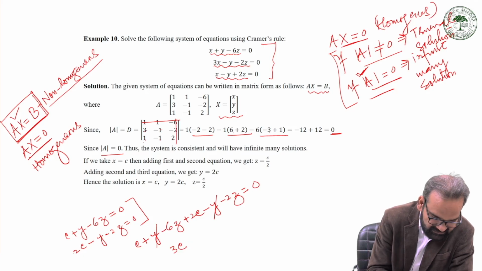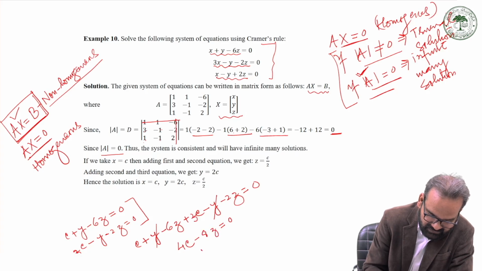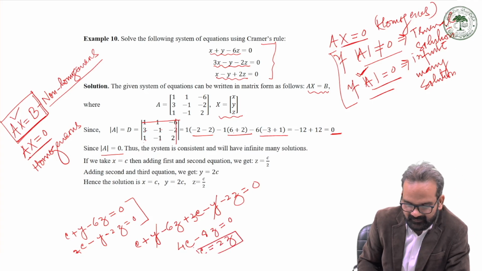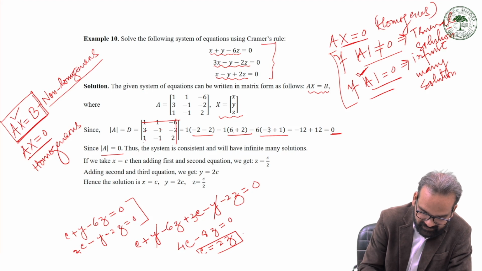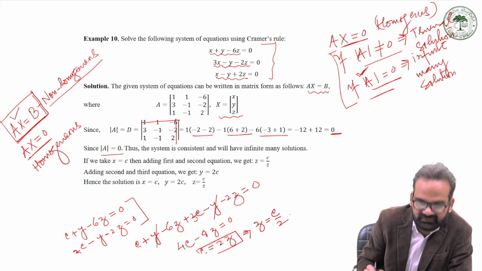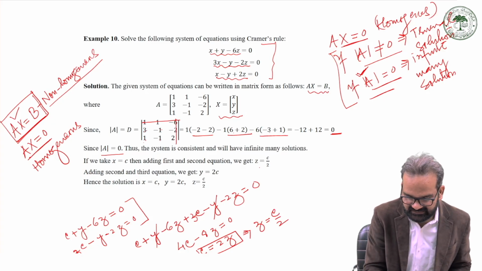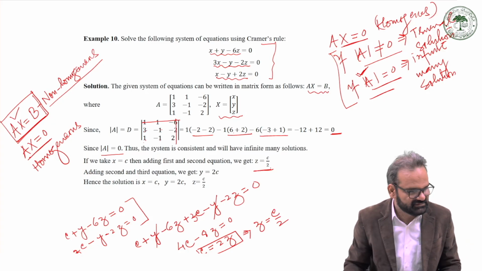sorry, 3c. This is 3c, not 2c. So 3c plus c, that is 4c, right? 4c and 6 minus 2, that is 8z. This equals 0. So c will be equal to 2 times z, right? And what is the value of z? From here, this implies z is equal to c by 2. Clear? So z is coming out to be c by 2.